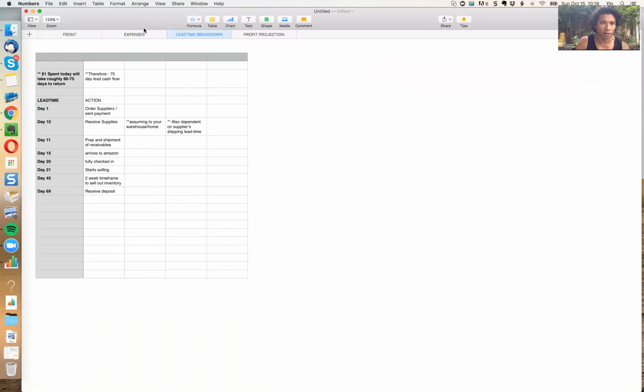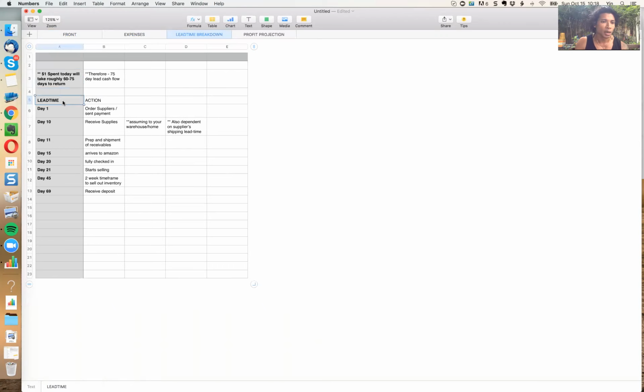Before we go into projection, what I want to show you is the lead time from when you actually spend a dollar today. It will take roughly 60 to 75 days for that dollar along with your return to come in. Now, I always like to overestimate my numbers, because if I underestimate and I go over, I'm kind of screwed, right? If I overestimate and then I make more profit, it's a good thing. So I would say it's about 75 days just to play it safe.